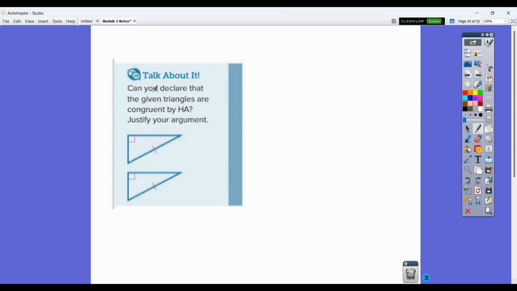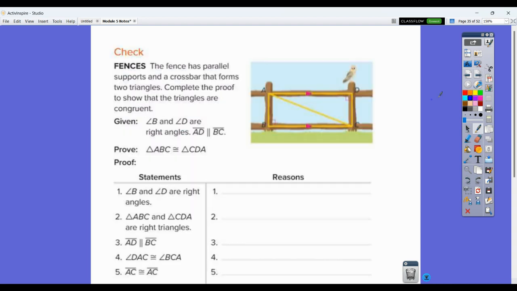Can you declare that the given triangles are congruent by HA? Here's the thought process: people are like, okay, hypotenuse, hypotenuse, we're good. Angle, angle, we're good. And we have triangles congruent. The problem here is that remember you have to have three pieces, okay? And that angle that is congruent has to be the acute angle of the right triangle. So this right angle is just one here. You would need to know the angles are congruent. So no, you cannot prove these congruent by HA.